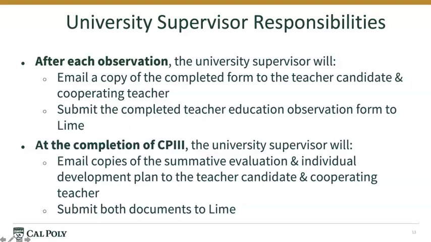After each observation, the university supervisor will email a copy of the completed observation form to the teacher candidate and cooperating teacher. The university supervisor will also submit the observation form to Cal Poly via a secure online platform called Lime. At the completion of CP3, the university supervisor will email copies of the summative evaluation and individual development plan to the teacher candidate and cooperating teacher. Both documents will also be submitted to Lime.